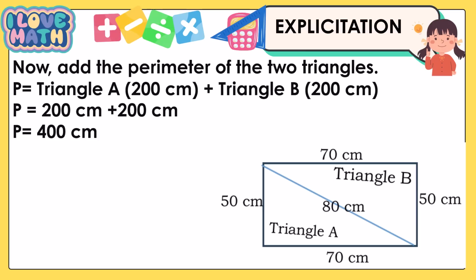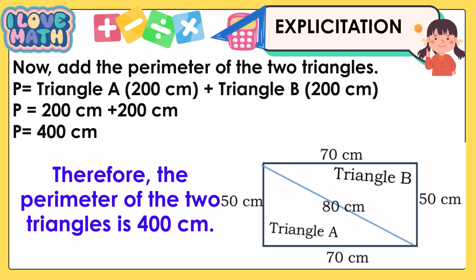Now, add the perimeter of the two triangles. P is equal to triangle A, 200 centimeters, plus triangle B, 200 centimeters. P equals 200 centimeters plus 200 centimeters is equal to 400 centimeters. Therefore, the perimeter of the two triangles is 400 centimeters.